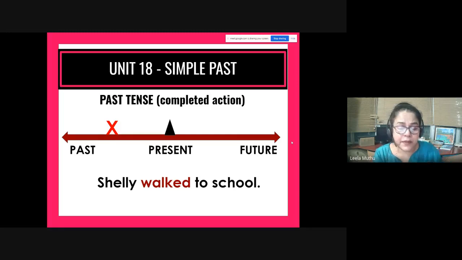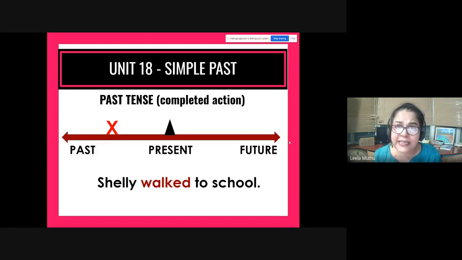Okay? So Shelley walked to school. We make verbs into the past by adding ed, or t, or by adding d. Okay, sometimes the spelling of the verb changes when you change it into the past, like eat, ate. Okay, run, ran. But some you add ed, like jump, jumped, walk, walked.